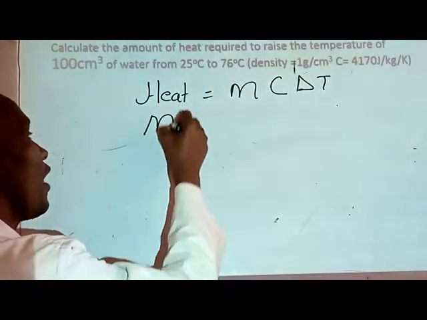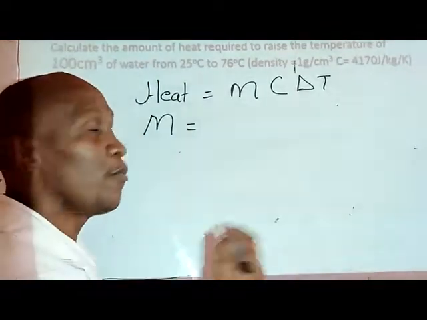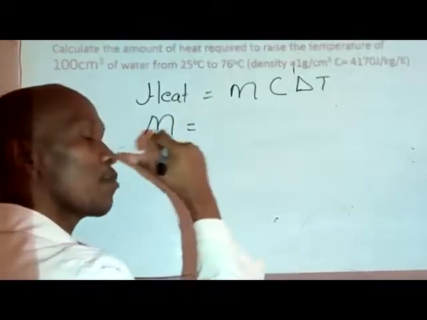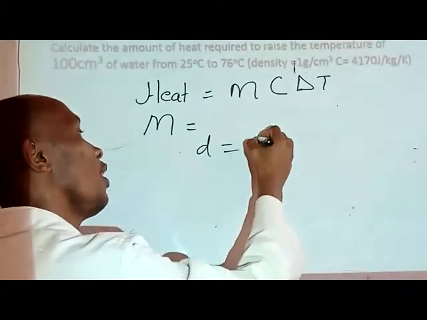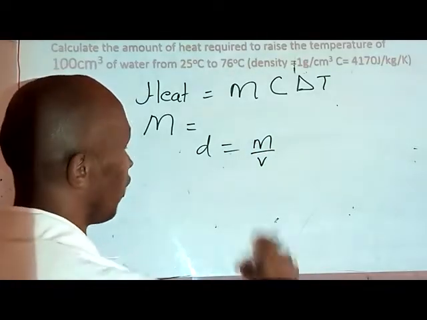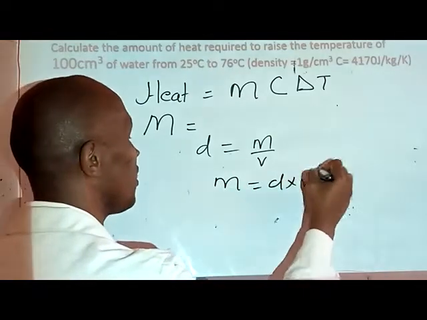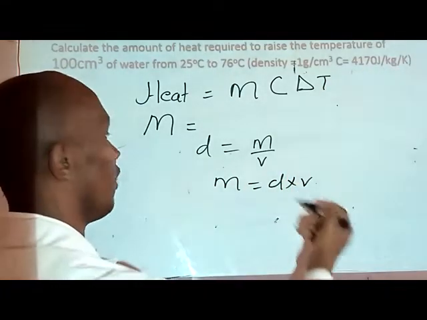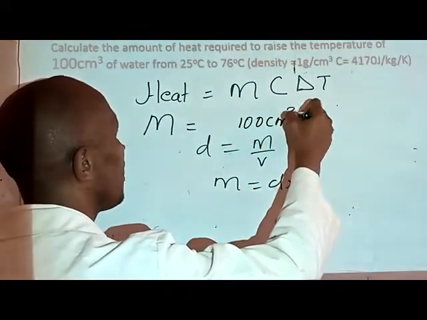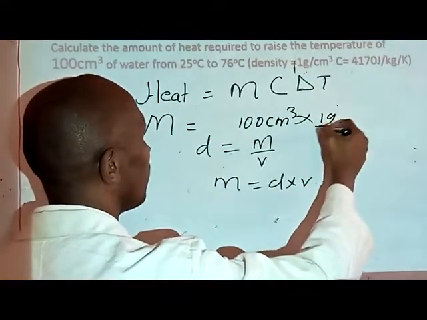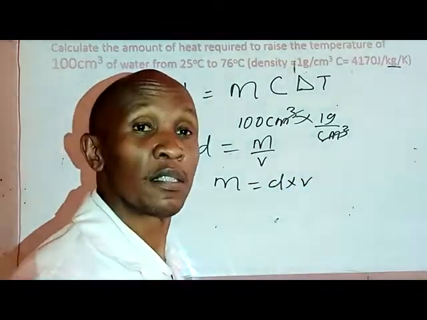Now let's get the value of m. I have 100 cubic centimeters of water. So what is the expression for getting the mass? The density is equal to mass over volume. I'm interested in the mass, so the mass is equal to density times the volume. That is simple class 3 or 4 work. So 100 cubic centimeters times 1 gram per cubic centimeter. The cubic centimeters cancel, but this needs to be in kilograms.